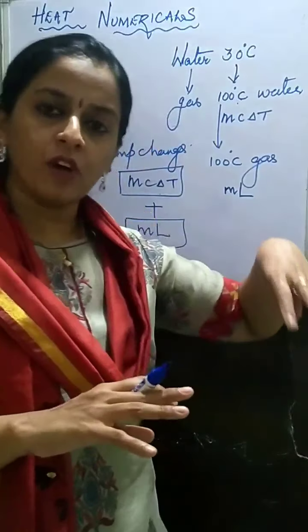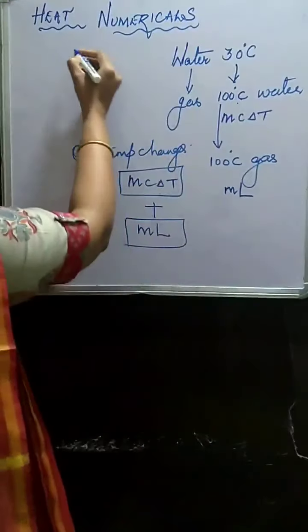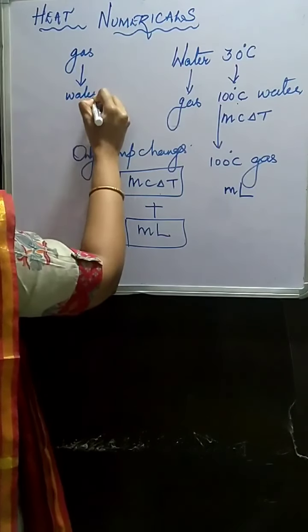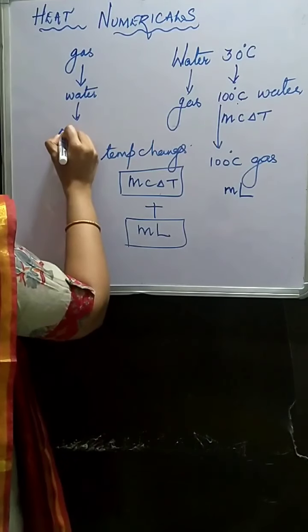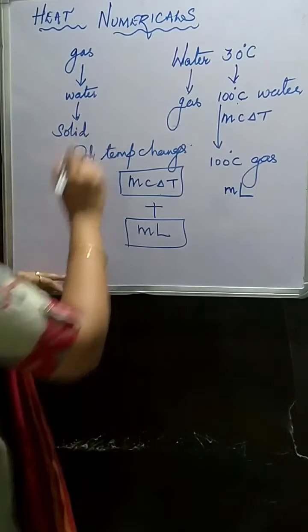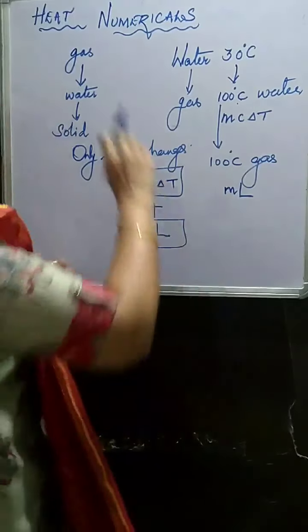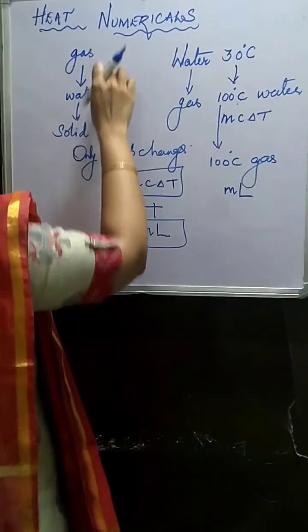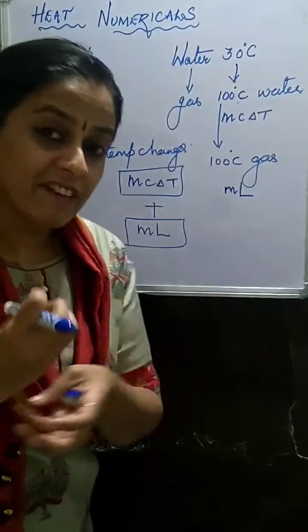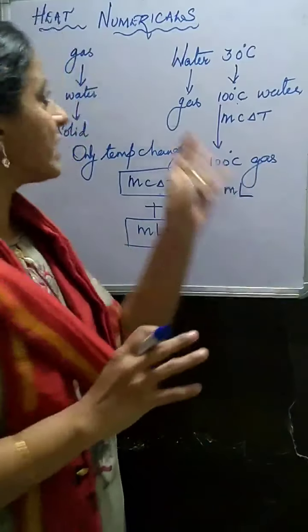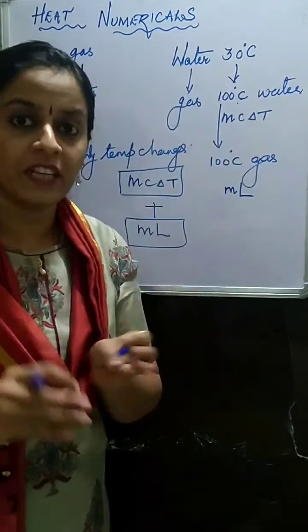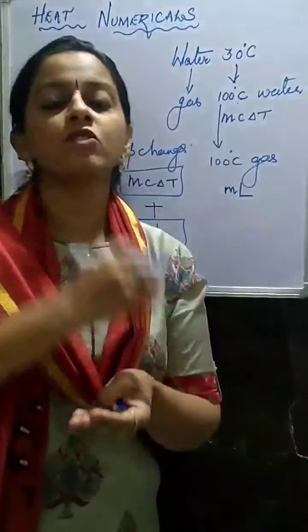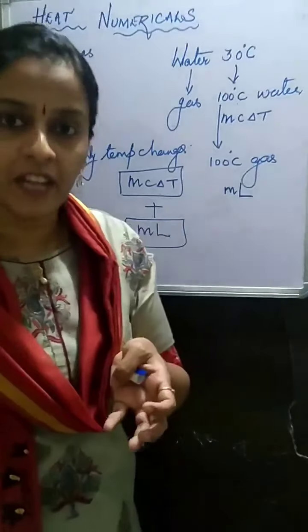In the same way, if you are going in the reverse order, from gas or steam, first you will convert it into water and then you will convert that into ice or solid. Here I am talking about water, so I am using the term ice. So first steam into water, water into solid. In these two cases, heat is given out, only then the gas will get converted into water. When you are heating something, heat is absorbed. From gas to water means you are cooling. Heat is given out.